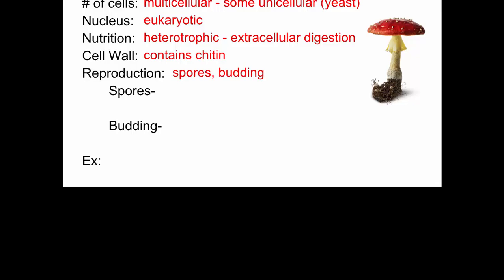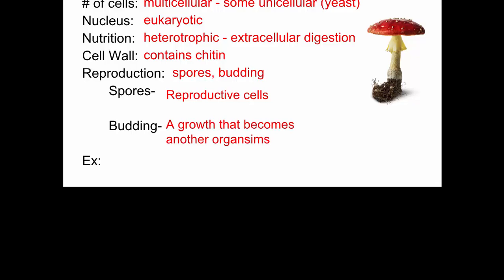Fungi reproduce in a couple ways. They can reproduce via spores or by budding. Spores are just single reproductive cells. Typically they're very, very small, and they float through the air. When a spore lands in an environment that's hospitable to it, it will start to grow into a new fungus. Budding is when a new organism starts to grow out of the side of the original organism. Yeast reproduce through budding. A new yeast just starts growing out of the side of another yeast. It breaks off and becomes its own thing. It's a form of asexual reproduction.